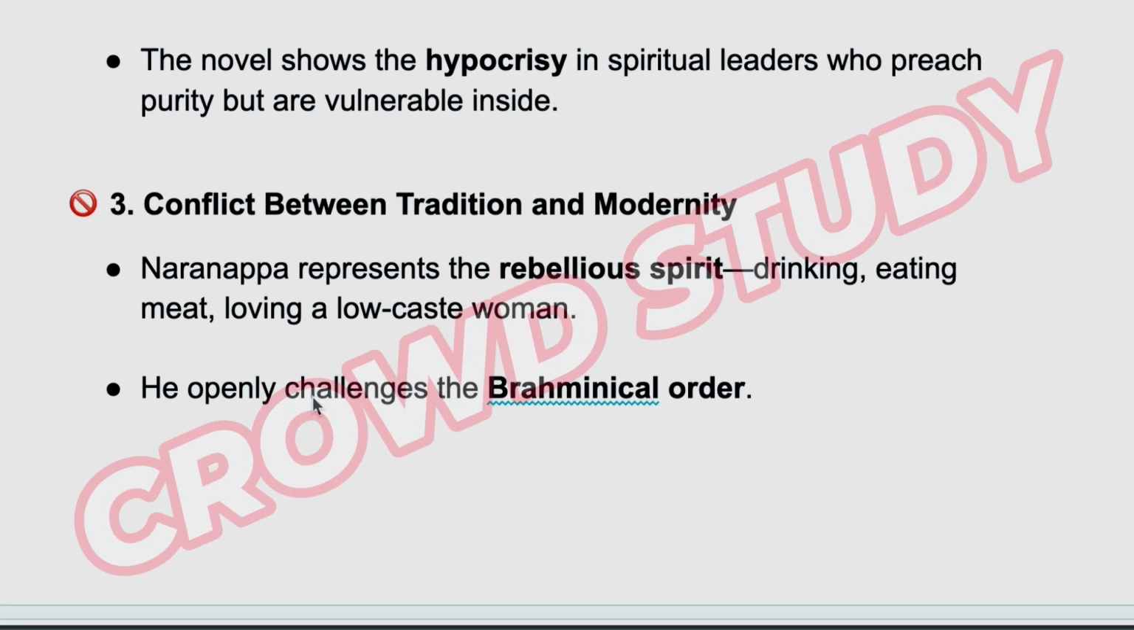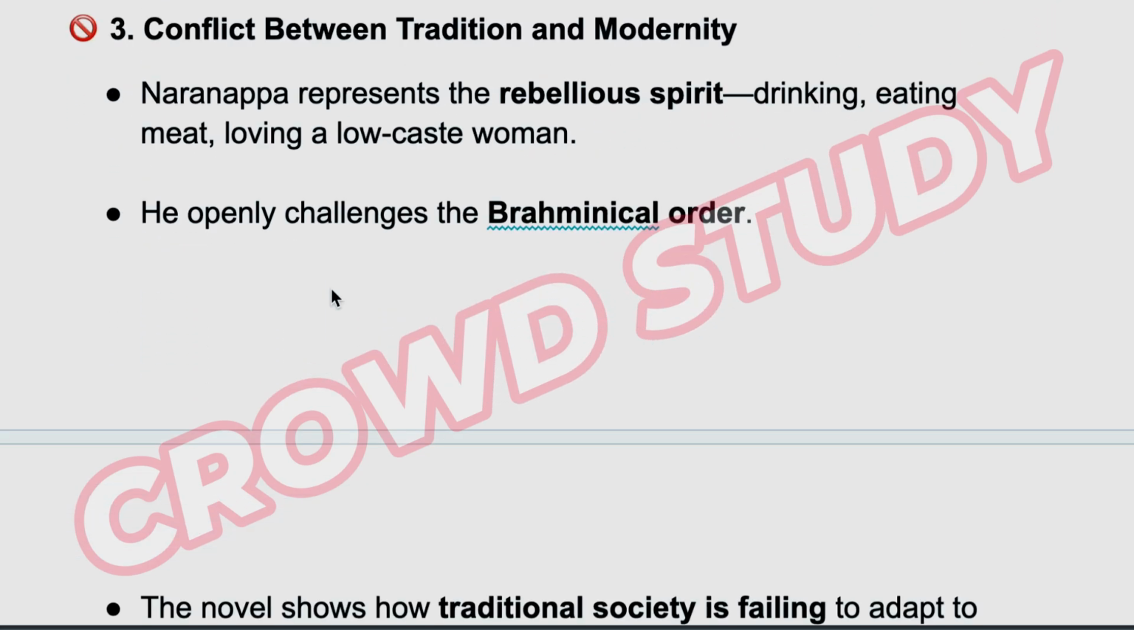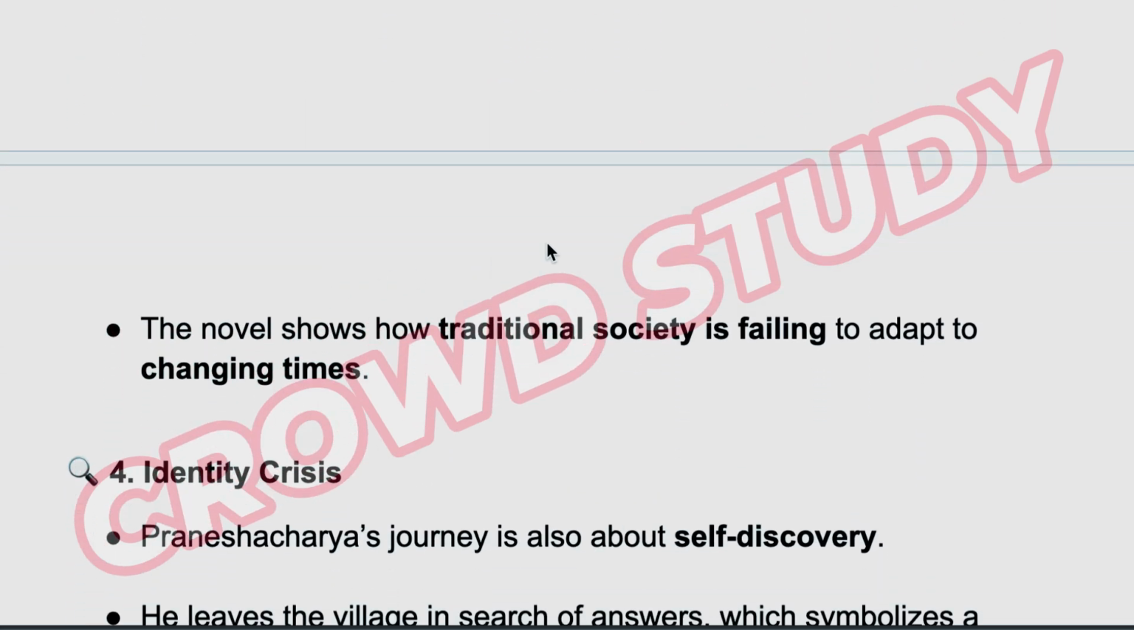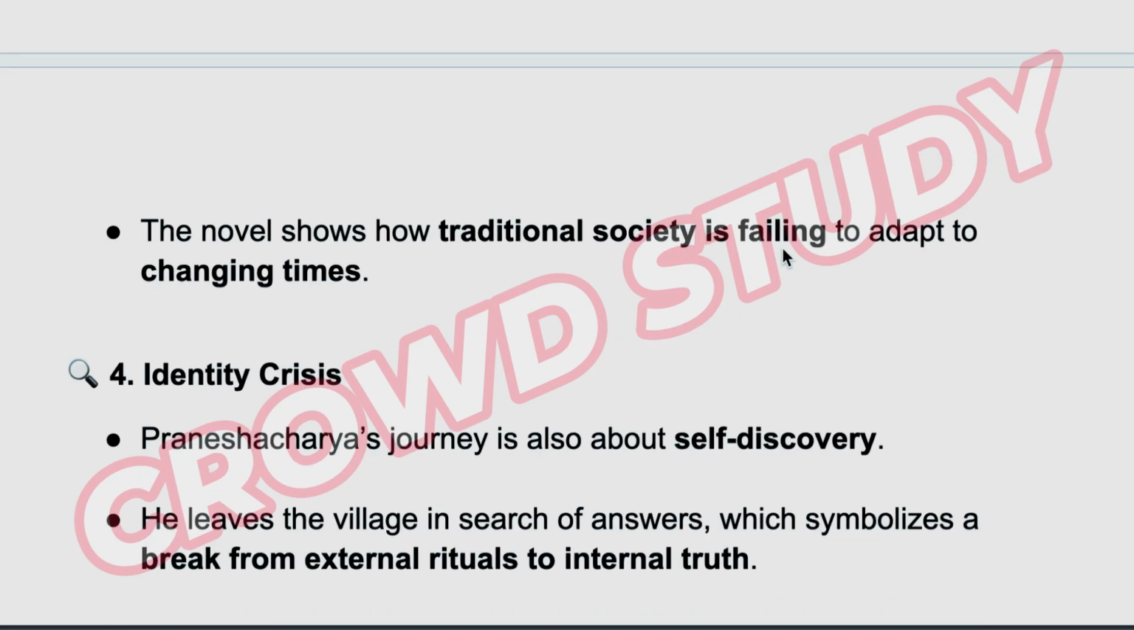Number 3. Conflict between tradition and modernity. Naranappa represents the rebellious spirit, drinking, eating meat, loving a low-caste woman. He openly challenges the Brahminical order. The novel shows how traditional society is failing to adapt to changing times.